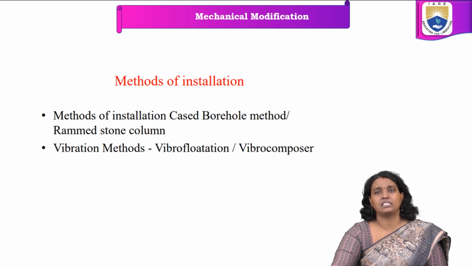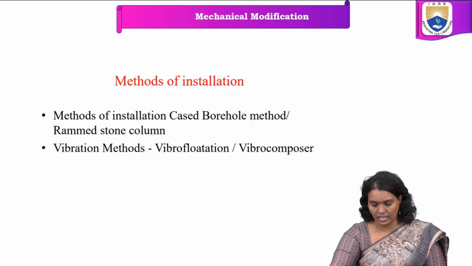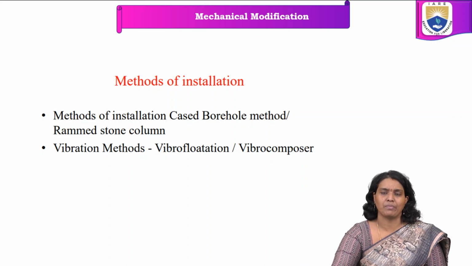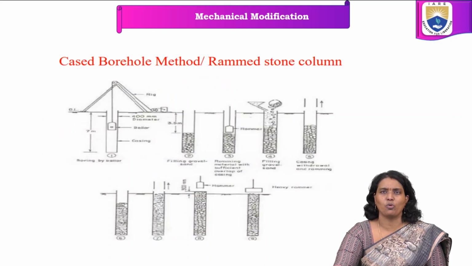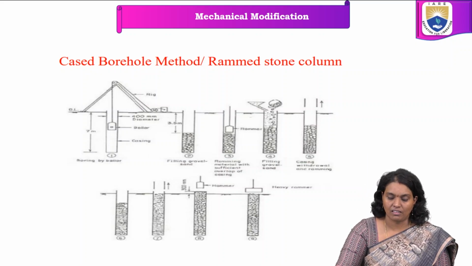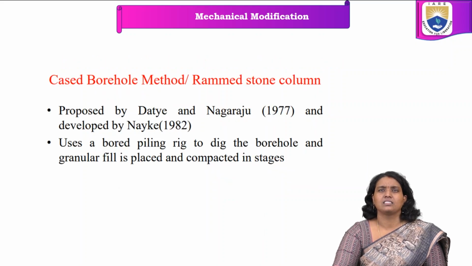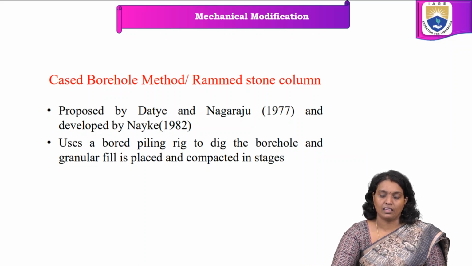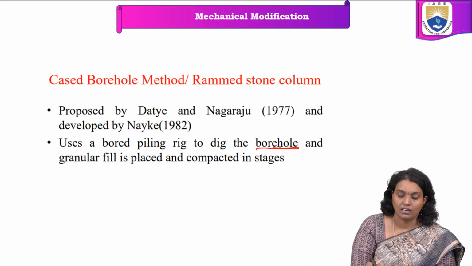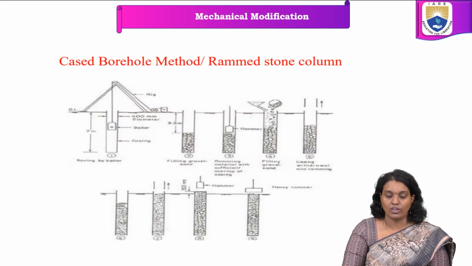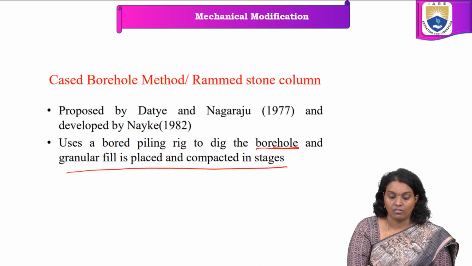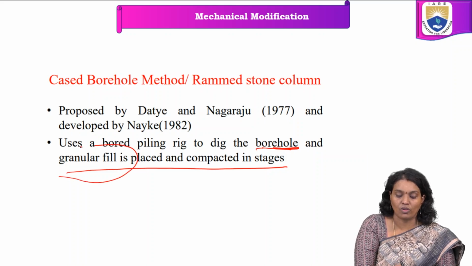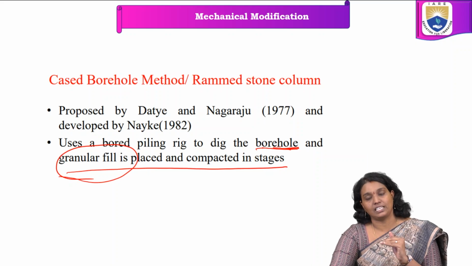In the installation process, we use different kinds of methods: borehole methods and rammed stone columns, and vibration methods such as vibro flotation or vibro composer. These were proposed by different developers in 1982 and 1977. The method uses a boring rig to dig the borehole, and granular fill is placed and compacted in stages. Here we remove the soil and replace it with coarse aggregate, filling the borehole with granular fill, placed and compacted in different stages.